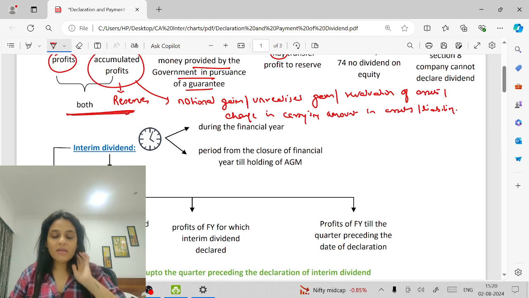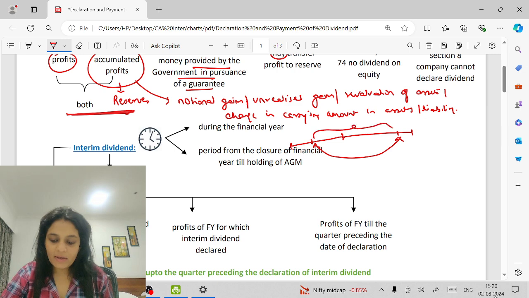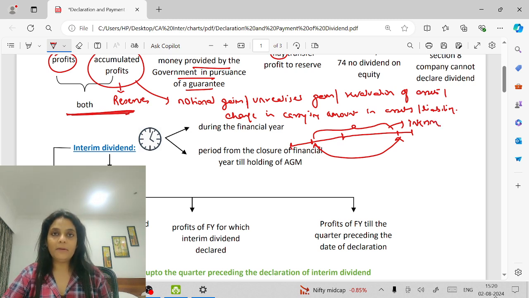Now, what do I mean by final dividend? Final dividend is that dividend which is declared at the AGM. What is interim dividend then? So interim dividend is between two AGMs. So here was my first AGM, here is my second AGM. Between this period, if I declare a dividend, it is called interim dividend.